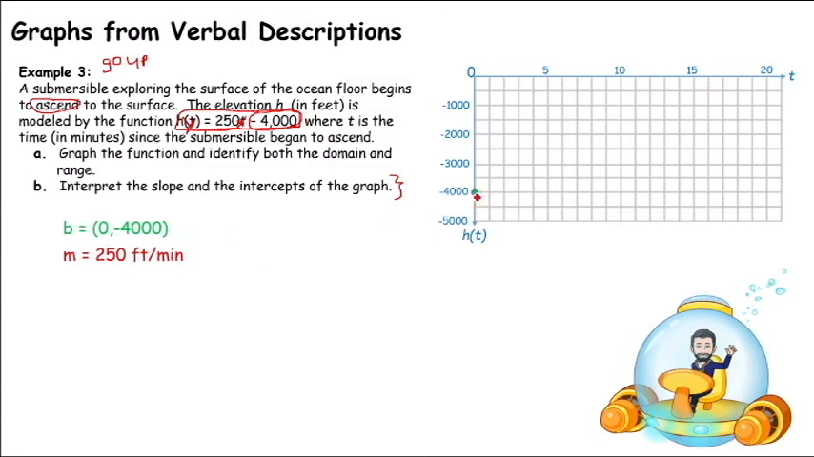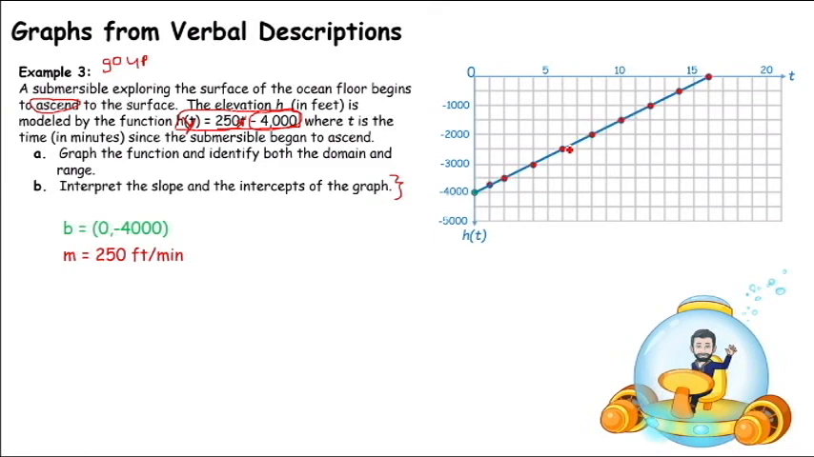Notice I start at 4,000 feet below sea level, and I'm going to go up 250 feet every minute. Since I'm counting by 500, 250 would be halfway over 1 second. 250 would be the other half over 1 second. And now I can see that up 250 every second is the same as up 500 every 2 seconds. And that's going to make this a lot easier for me to graph.